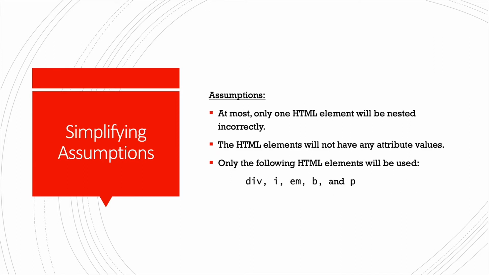So we have a few simplifying assumptions so that we don't end up having to build a full-fledged HTML parser. First of all, we can assume that at most, only one HTML element will be nested incorrectly. So either it's going to be a valid HTML string or there will be one element that's incorrectly nested. Second, we can assume that the HTML elements will not have any attribute values, and this will make parsing the HTML string much simpler. Finally, we can assume that we'll only have these 5 HTML elements involved in any of the input strings that we receive.